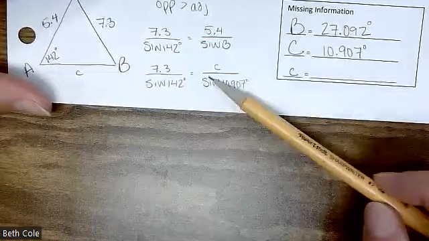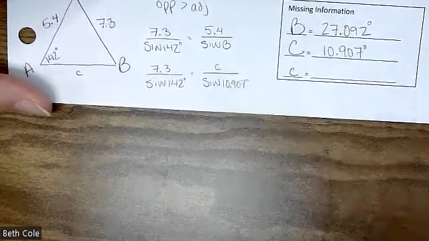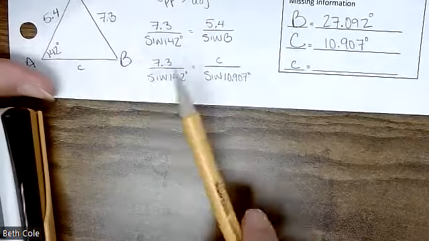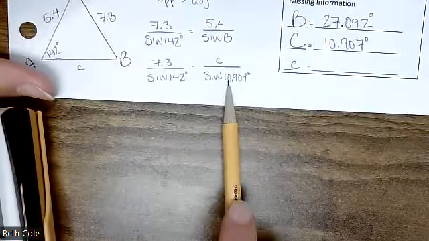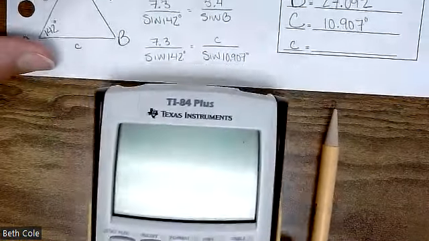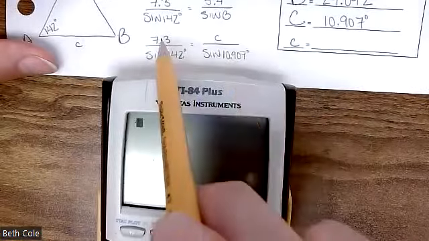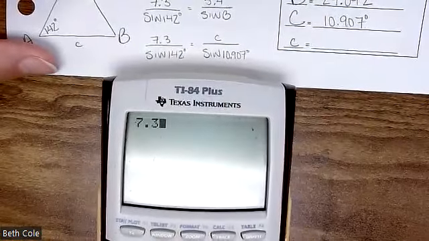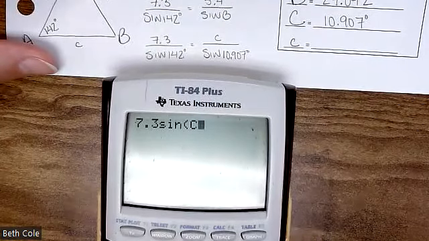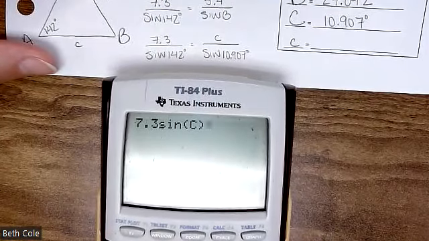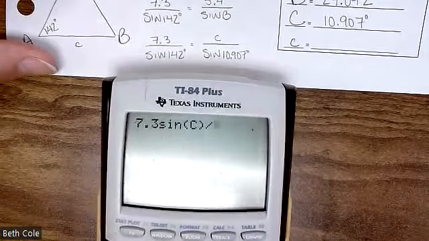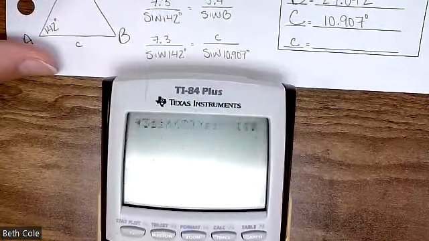Are we looking for a side or an angle? Sides. You do not need to hit second. That's only for angles. You are going to just cross multiply and divide, but do not type 10.907. You have it stored as C. You have to do the copy paste or it's not going to be accurate enough. So what you're going to type is 7.3 sine of alpha C. It'll copy and paste it in there. Close the parenthesis. Divided by what? We did cross multiply. Sine of 142.